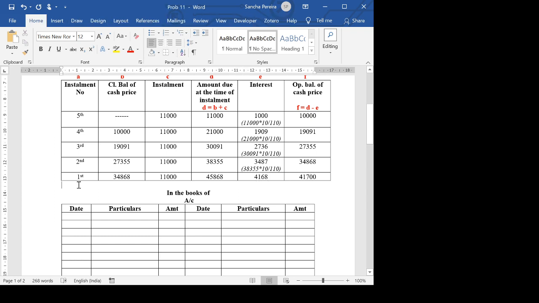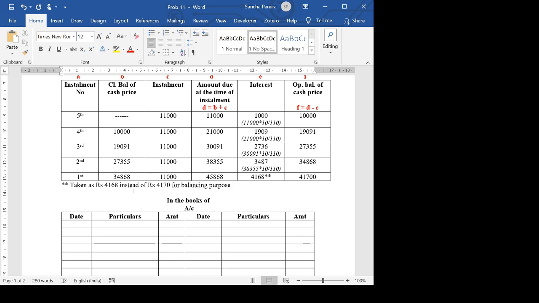So what I'm going to do is, I'm just going to put an asterisk here and say, taken as rupees 4168 instead of rupees 4170 for balancing purpose. See, exactly around 2 rupees, 3 rupees. Okay, you can add around 2 or 3 rupees at the most.